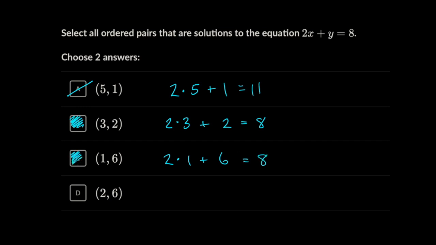So we are essentially done, but let's just validate this last one doesn't work. It's going to be 2 times this x, which is 2, plus this y, which is 6. This is going to be 4 plus 6, which is 10, which indeed does not work.